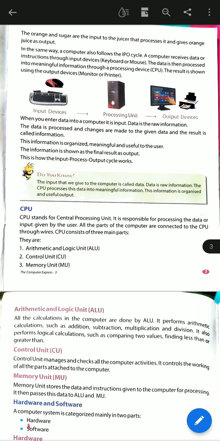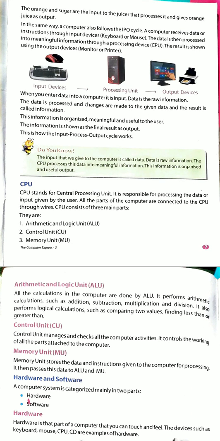Devices such as keyboard, mouse, CPU, CD are examples of hardware. Then software. It is the program or set of instructions that tell the computer how to do a particular task. Software is a collection of commands which tells the computer how to do a particular task.